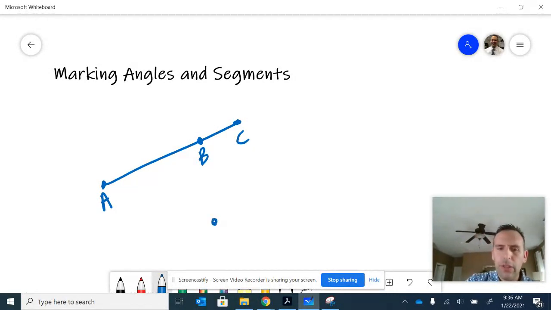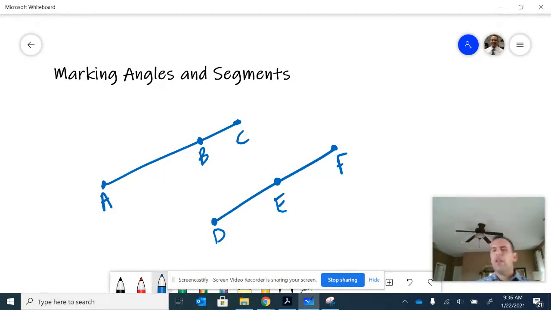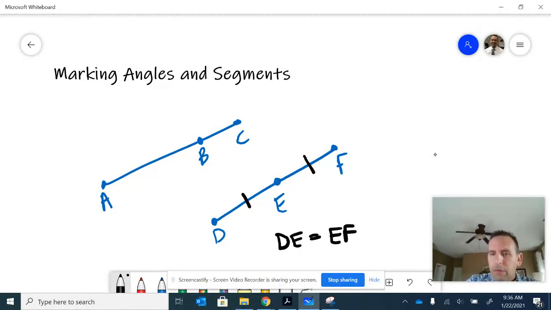However, if I were to draw this a little differently, where it appeared that, for example, E is in the middle of DF, then one might be led to think that it is actually the midpoint or right in the middle. So we have markings for that. If it is in fact in the middle, we would put a single marking here and a single marking there to say that segment DE is equivalent in length to segment EF.